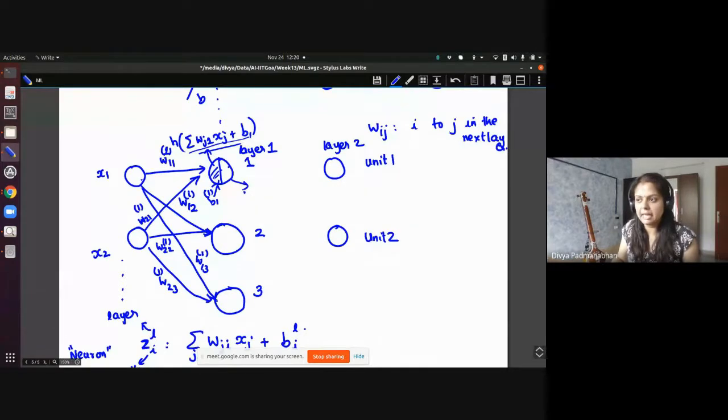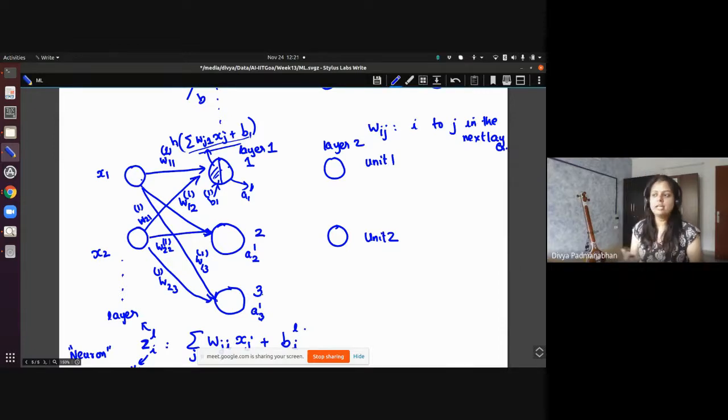So this will be a_1^1, and the output of this will be a_2^1, and the output of this will be a_3^1. The third unit in the first layer, right? We're still at the first layer.